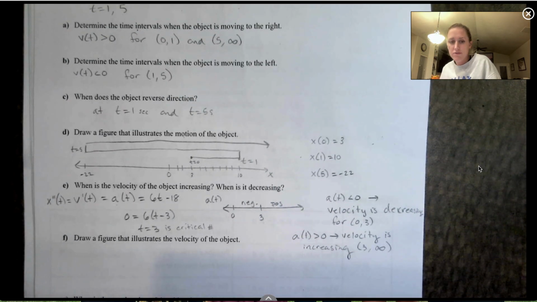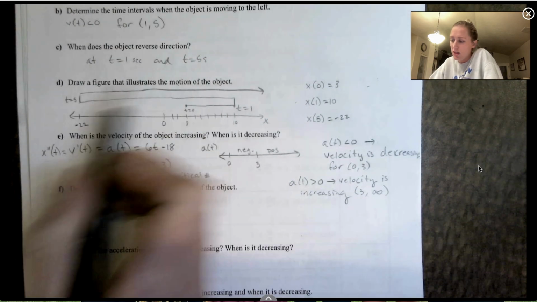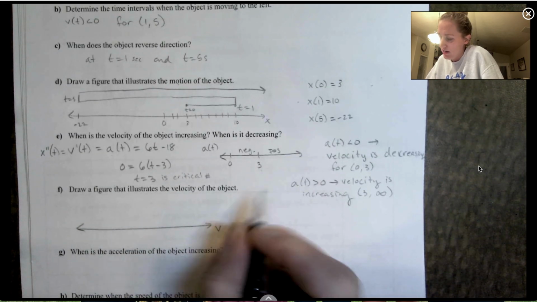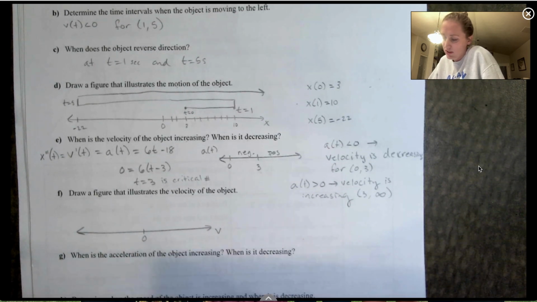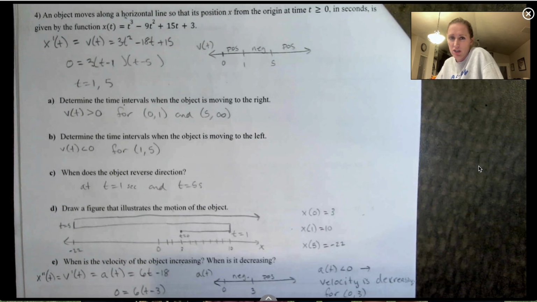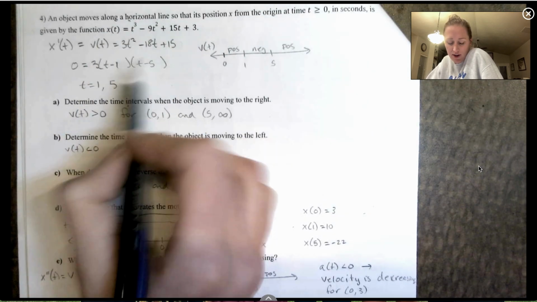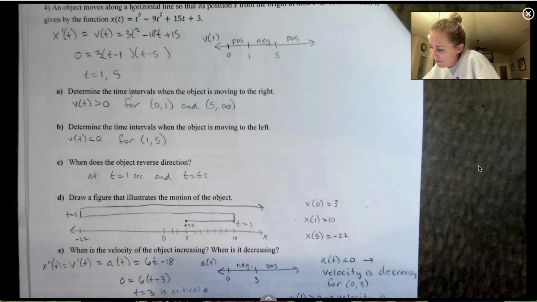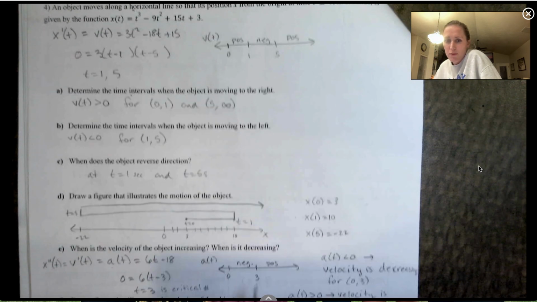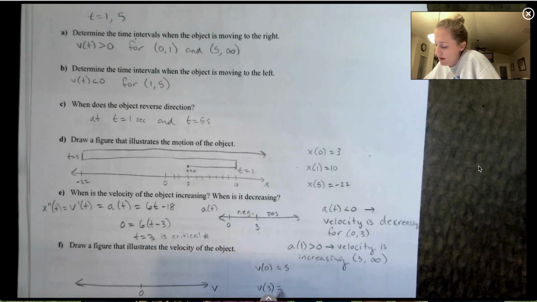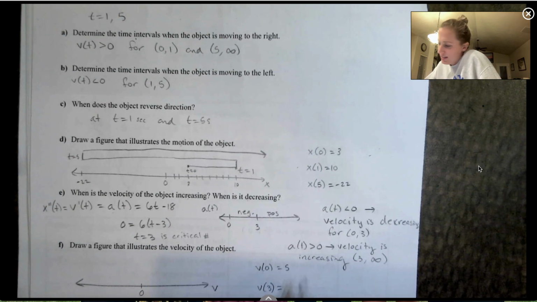Draw a figure that illustrates the velocity. So we're going to draw something a lot like this one, but this is for velocity, not position. So I'm going to do v here. Again, my starting position is 0. Here's our derivative function. So if I evaluate v of 0, I get 15. And 3 is a critical value for the velocity, so I'm also going to evaluate what's happening there. V of 3 is negative 12.